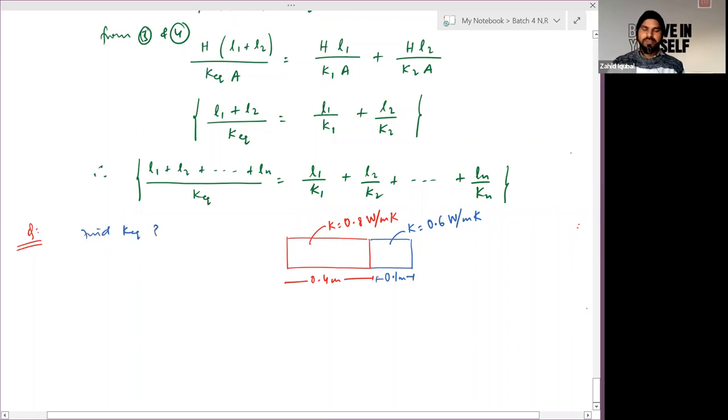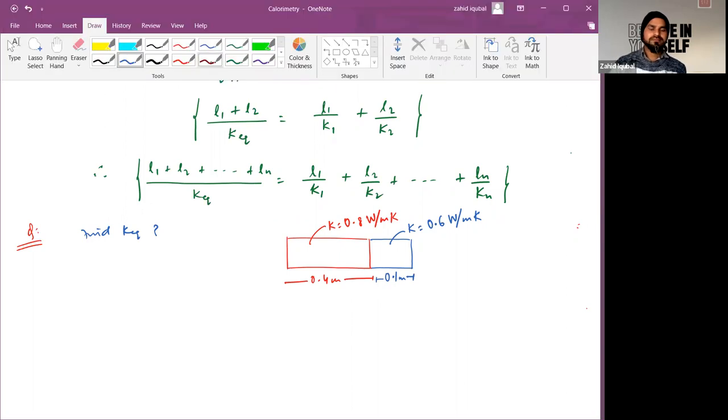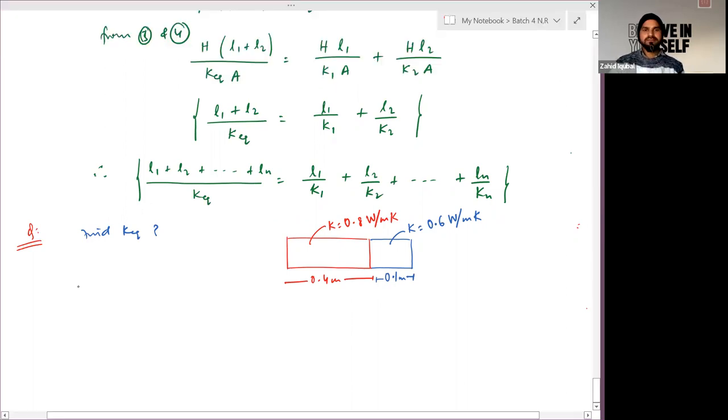Find K equivalent for this particular arrangement. Just use the above formula, put the values and simplify it.